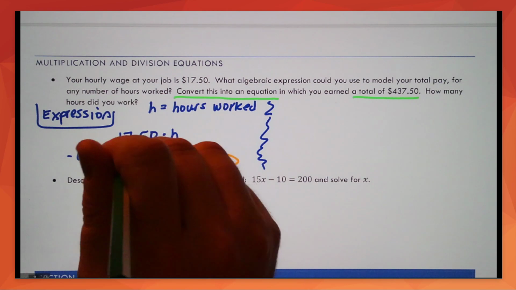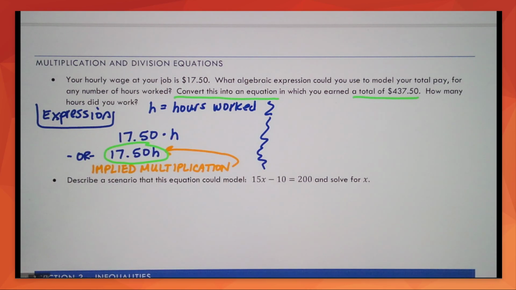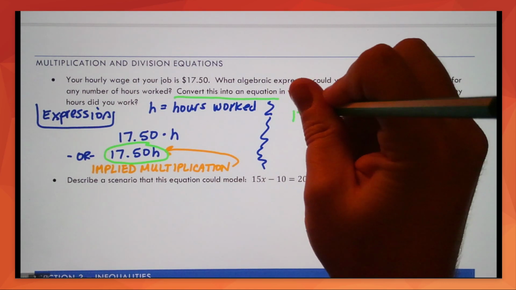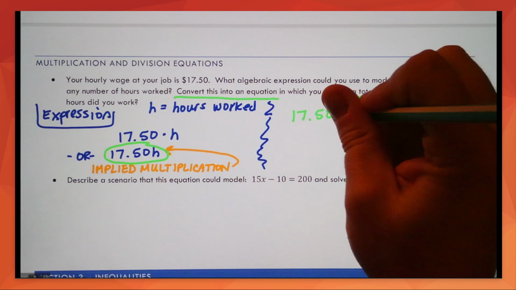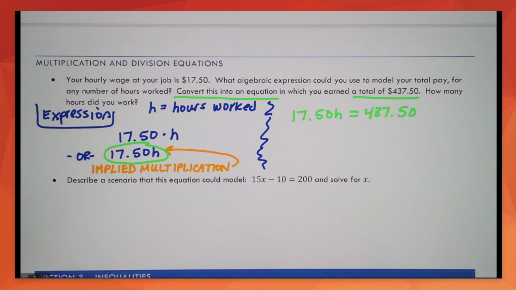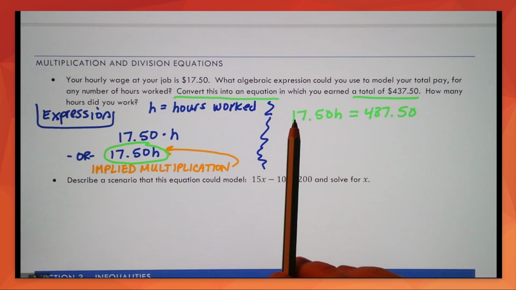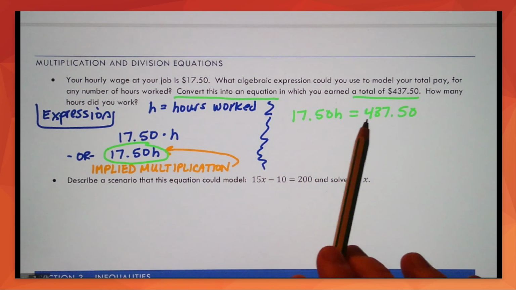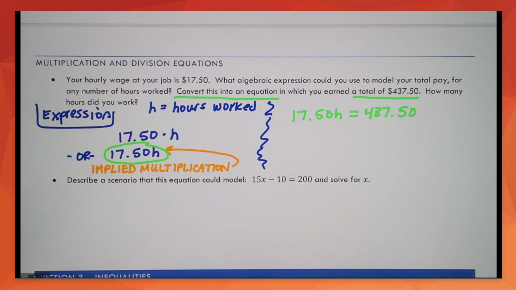So our expression that represented our hours worked and our money, 17.50H, is now equal to 437.50. Think about this. This is saying you earned this much per hour. All right, so you worked some number of hours and you got this much total. So the only thing you have to figure out now is how many hours did you work? How many hours did it take you at a rate of $17.50 an hour to get to this point?